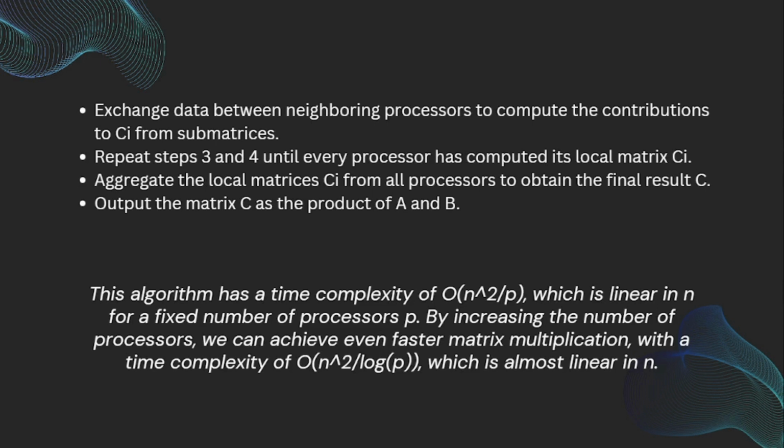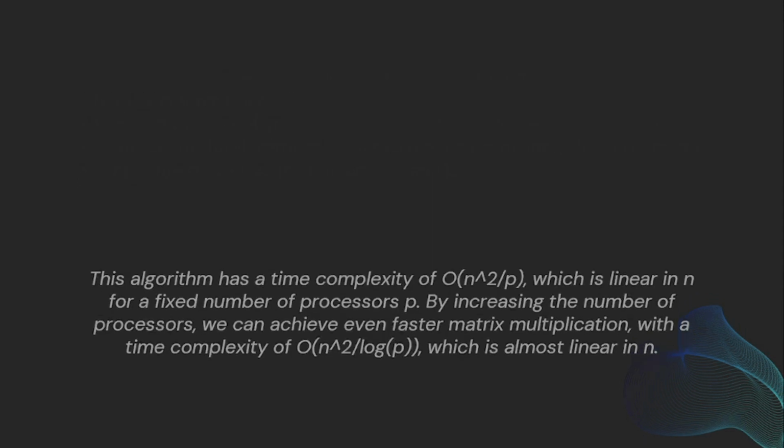So this algorithm has a time complexity of n square by p, which is linear in n for a fixed number of processors. By increasing the number of processors, we can achieve even faster matrix multiplication with a time complexity of O of n square divided by log p, which almost tends to linear time, big O of n. That's all about it.